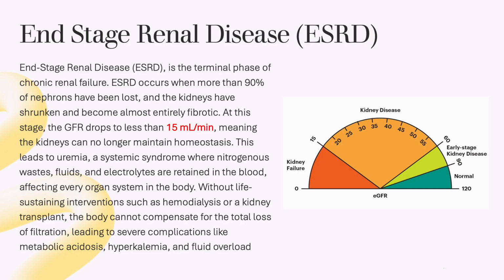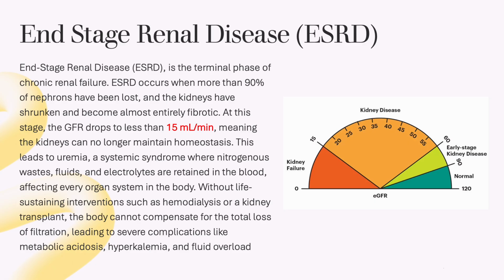End-stage renal disease. Remember that progression we talked about. End-stage renal disease is basically the last stop for the kidney. It represents the final stage. At this point, more than 90% of the nephrons have been destroyed. So imagine living with 10% of the nephrons, right? They're destroyed, and GFR falls below 15 milliliters per minute.